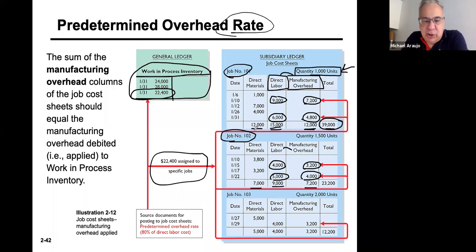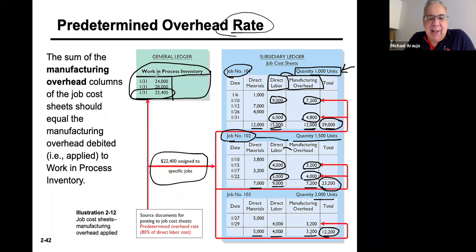If you spent on job 102, $7,000 on direct materials, $9,000 on labor, and $7,200 on overhead, your total cost for job 102 was $23,200, and that created 1,500 units for whatever this job was for. And you would read job 103 the same. Total materials, total labor, total manufacturing. Of course, manufacturing is 80% of labor, right? The total amount of costs for job 103, and it provided you with so many units.